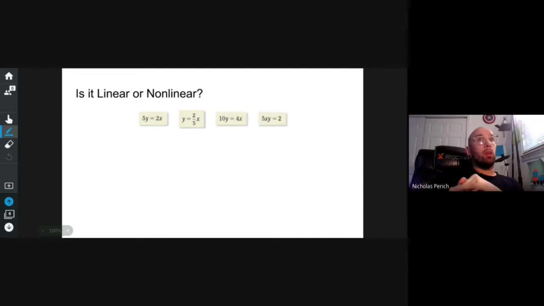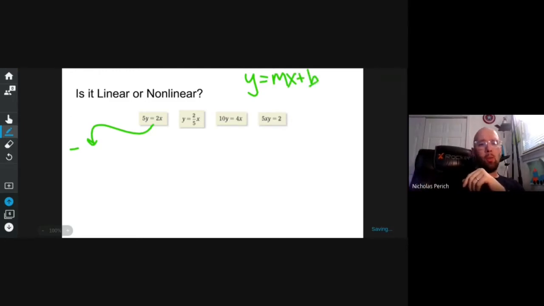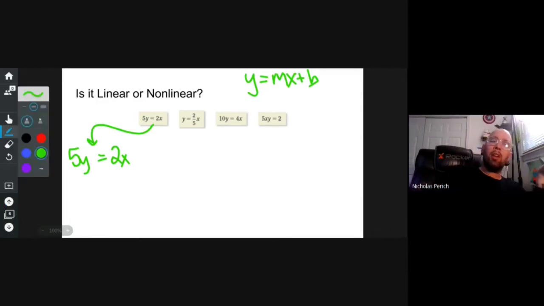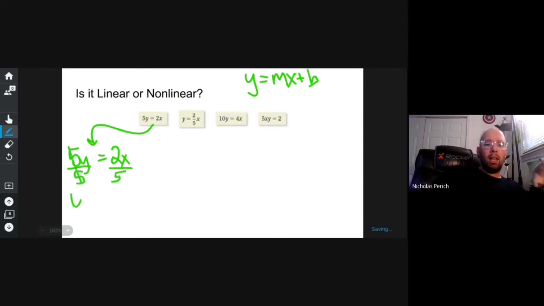These are medium difficulty. What I said here is you have to determine if I can get this in the form of y equals mx plus b. So let me rewrite that out. Can I make this look like y equals mx plus b? So I have 5y equals 2x. Is y all by itself? No. Can I get y all by itself? Sure. If I divide both sides by 5, I get y equals 2/5 x.